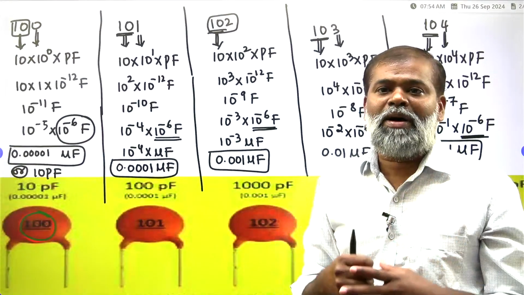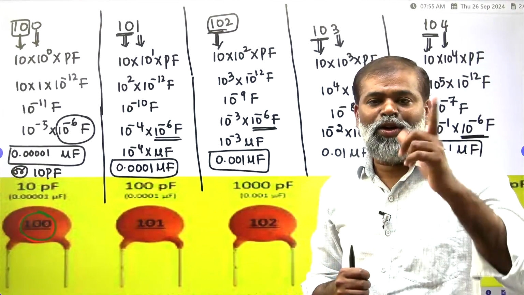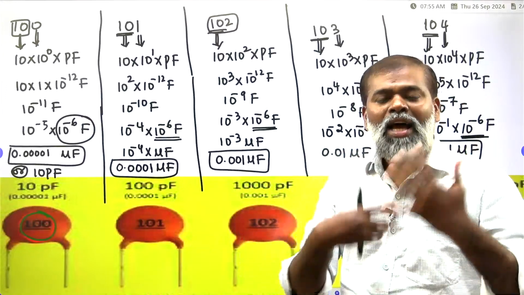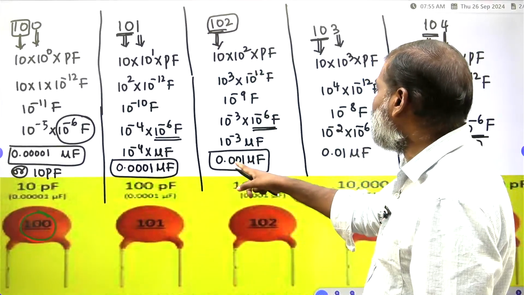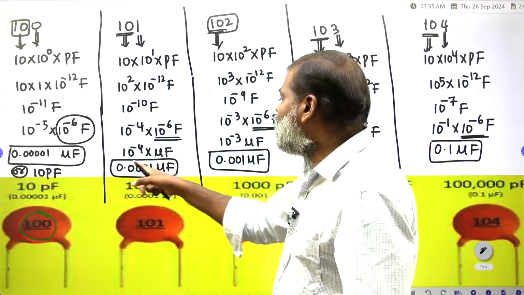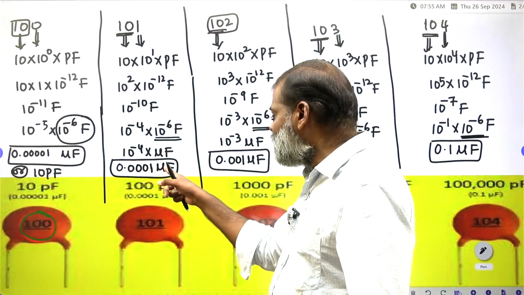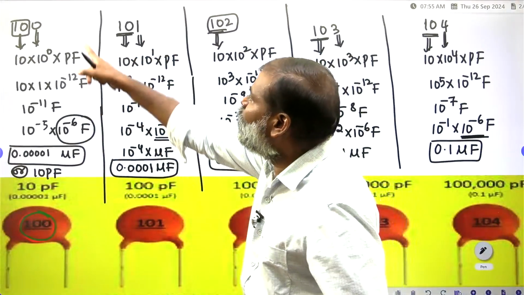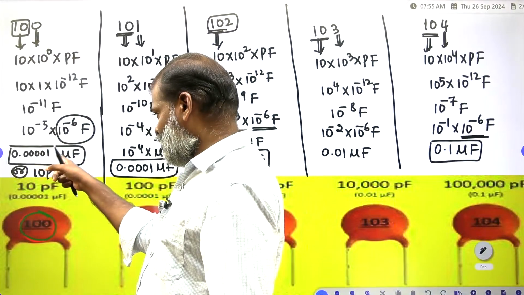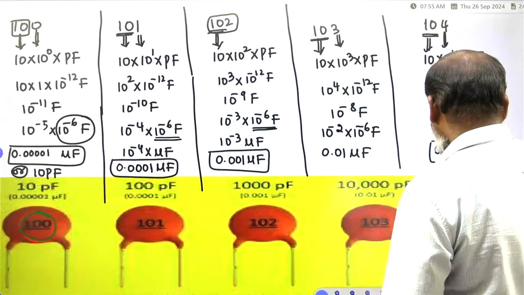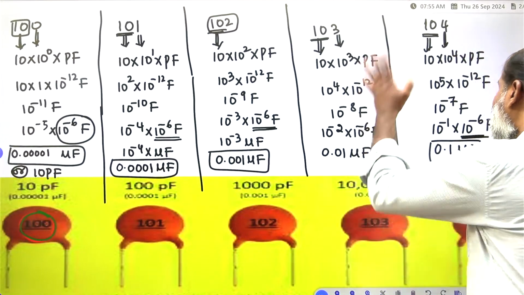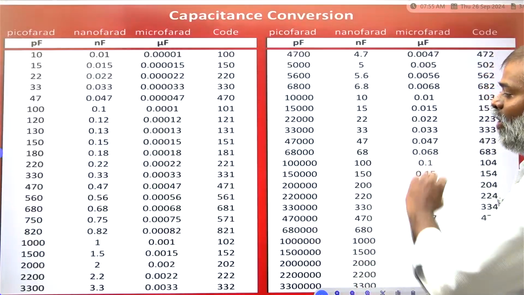Like this we have to calculate, and whichever capacitance you want, that capacitance condenser you have to take from the box. So many capacitors are there in the box. Which one you need? If you need the 0.001, you have to take 102 condenser. If you want to get a 0.0001, you will take 101. If you want 0.1 microfarad, 104, 0.01, if 103. Clear?